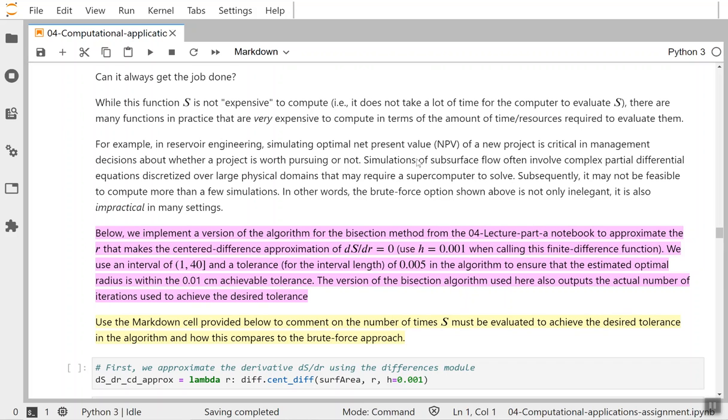They require simulations of subsurface flow that often involve complex partial differential equations, complex in terms of the complexity, not necessarily complex valued, but very difficult to describe, discretized over large physical domains that may require a supercomputer to solve. Subsequently, it may not be feasible to compute more than a few simulations. In other words, the brute force option shown above is not only inelegant, it is also impractical in many settings.